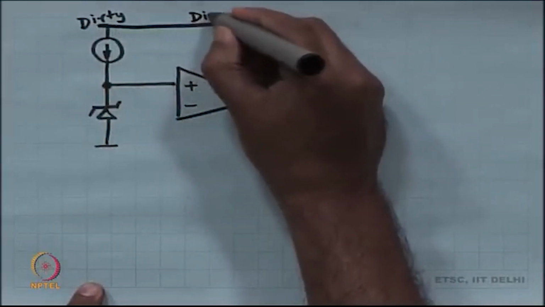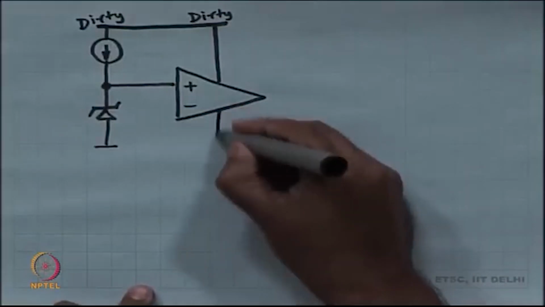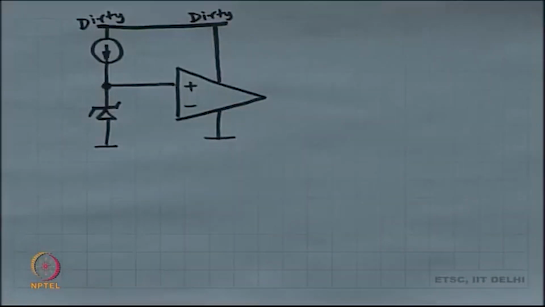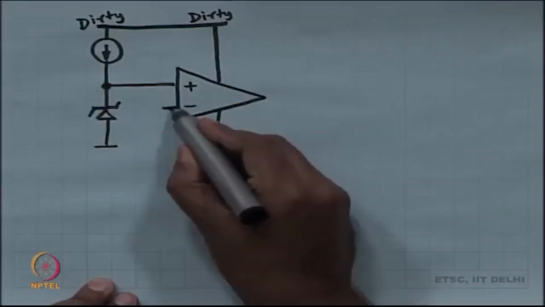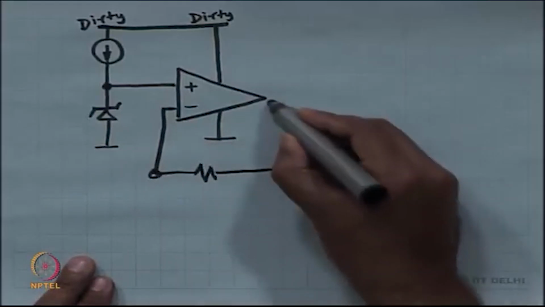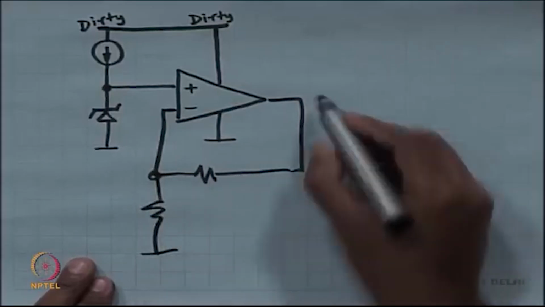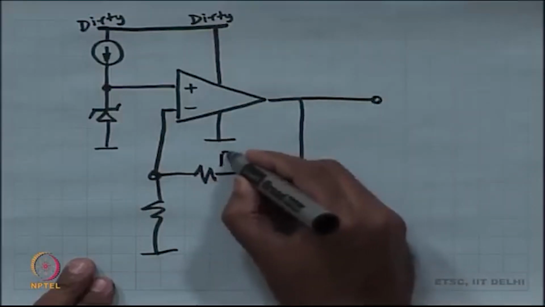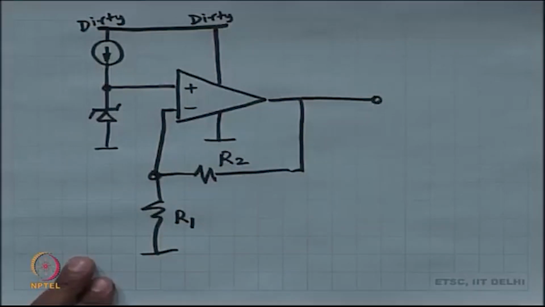The op amp needs power. From the dirty supply, I am taking power for the op amp. Now, what we are going to do is use this and make our non-inverting amplifier.